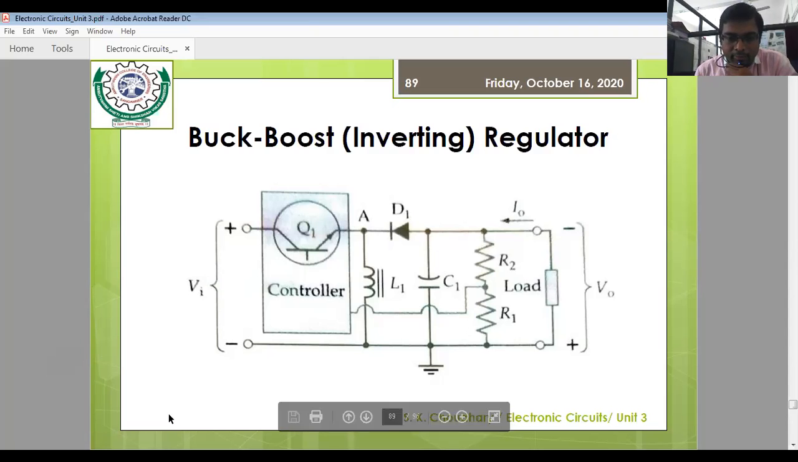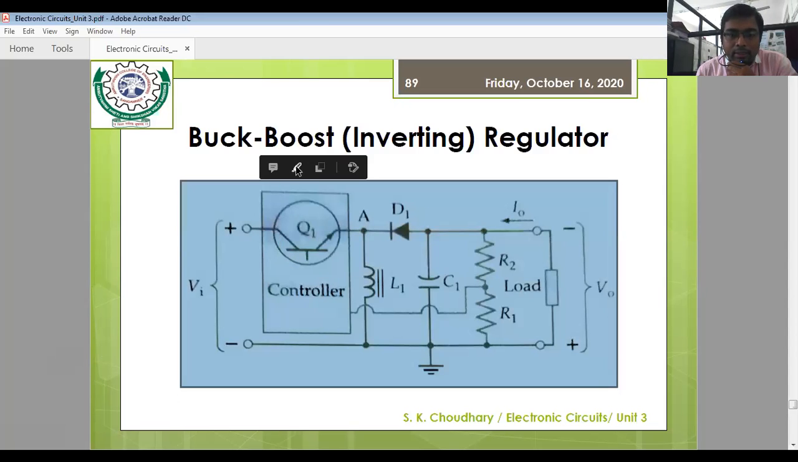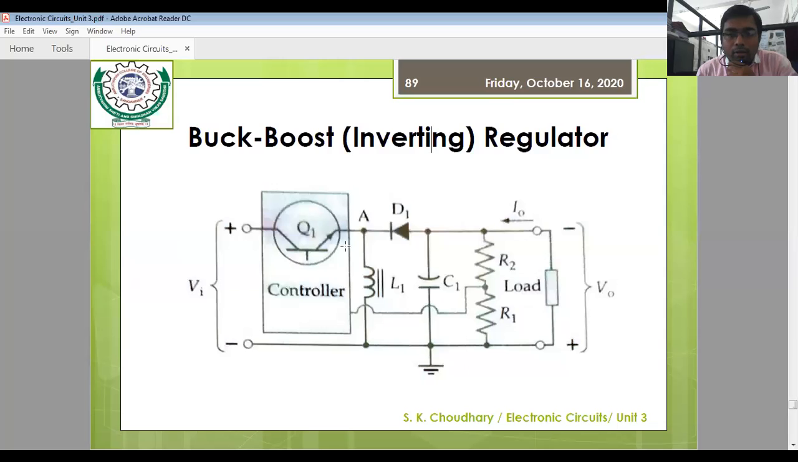You can see now the arrangement is a little bit changed. If you look at this particular condition, the switch is now connected directly to the input circuitry, where the collector is connected to the input side and the emitter is connected in series with this inductor, and as usual we are giving the PWM input here.